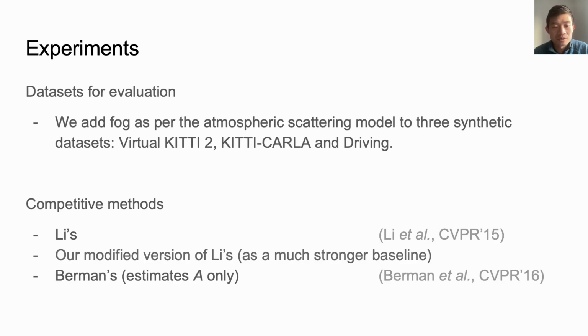For evaluation, we use three data sets. They are all synthetic data sets. We add fog according to the atmospheric scattering model to simulate foggy images. For competitive methods, we consider three. The first one is Least method. The second one is our modified version of Least method, and as you will see in the results, we consider this modified version a much stronger baseline than the original one. The third method we compare against is Berman's method, which estimates A only.